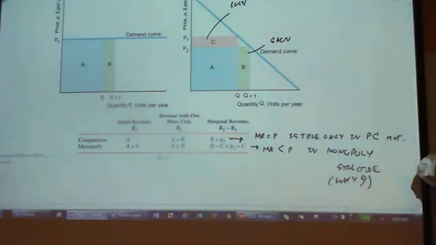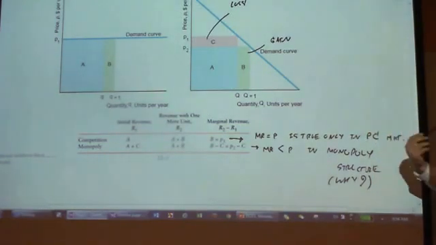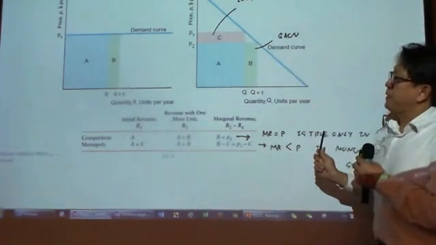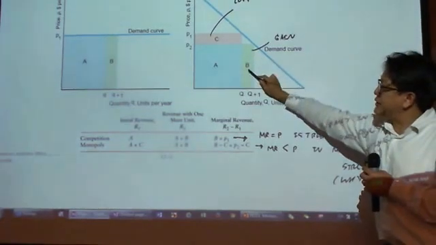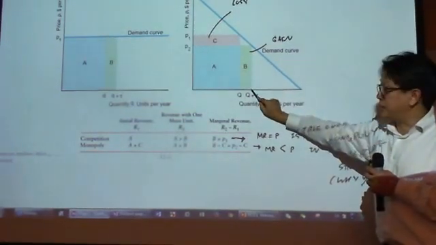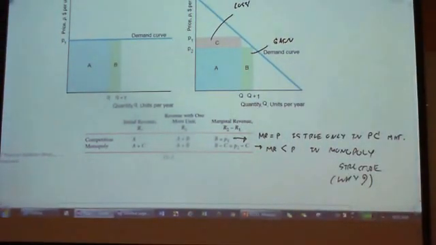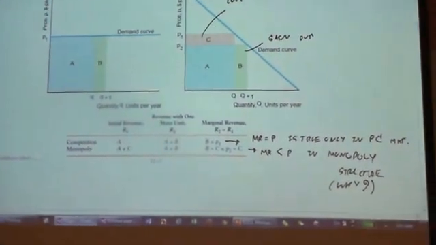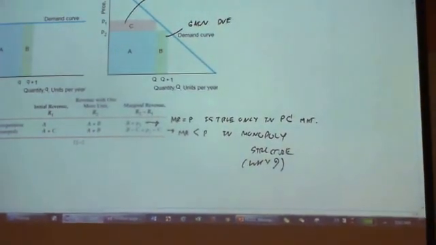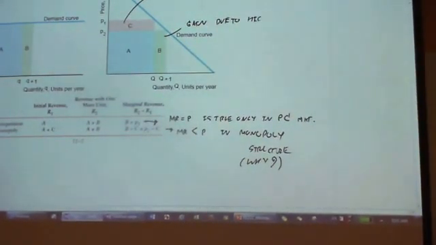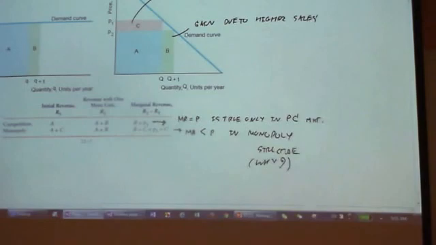Then we want to know more. What is this loss and gain? Why loss? Let's talk about gain first. This area is gain because I sell one more diamond here. I receive P2 baht, P2 times 1. Gain due to higher sale. I can sell one more, which is good.